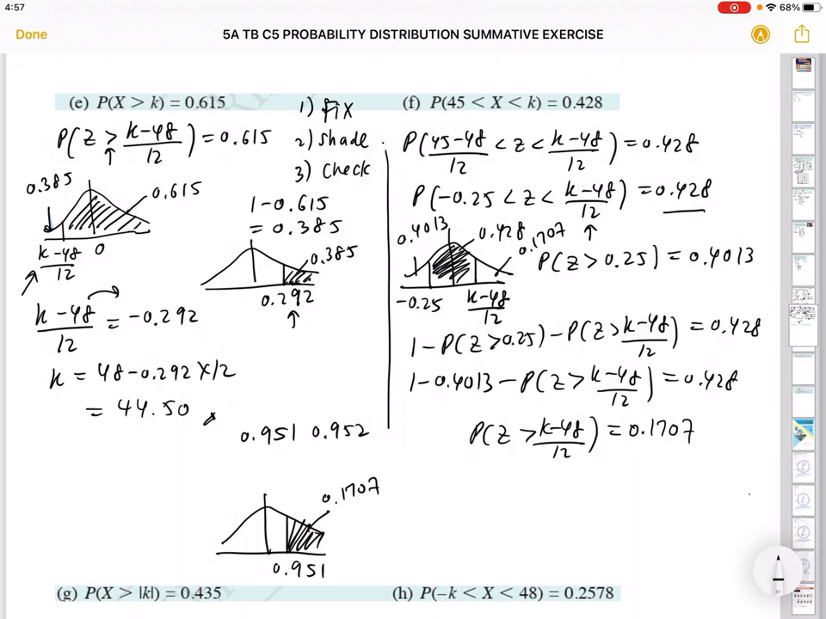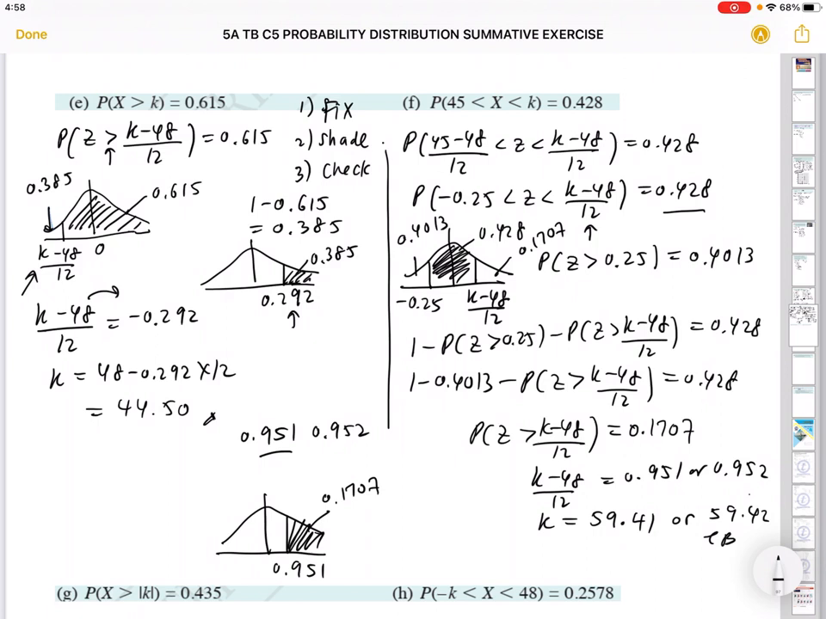So we know k minus 48 over 12 is 0.951. So I multiply over. I take 12 times 0.951 plus 48. I will get 59.41. Now, if you use 0.952, I think you get 59.42. I think the textbook gives this answer because they used 0.952. So just so you know, because there are two possibilities. Okay. All right.